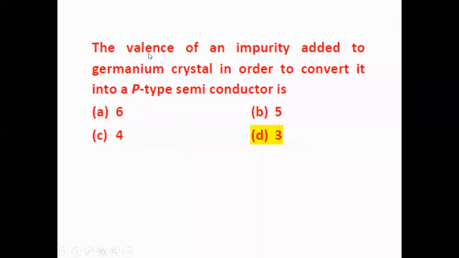The valence of an impurity added to a germanium crystal in order to convert it into a p-type semiconductor material is, for p-type, third group elements, which are the acceptor impurities or trivalent impurities. Trivalent means three, so the valency is taken as three. If it is n-type, it will be five.